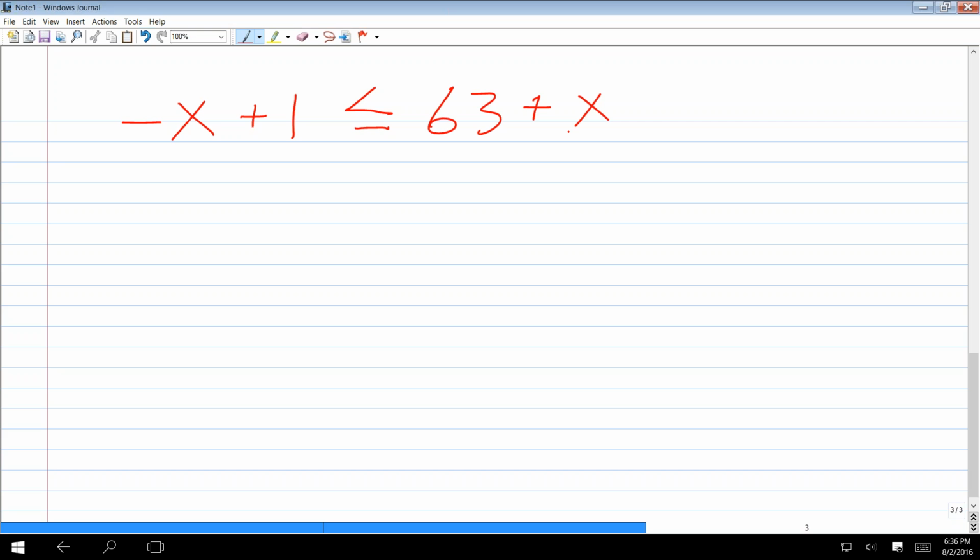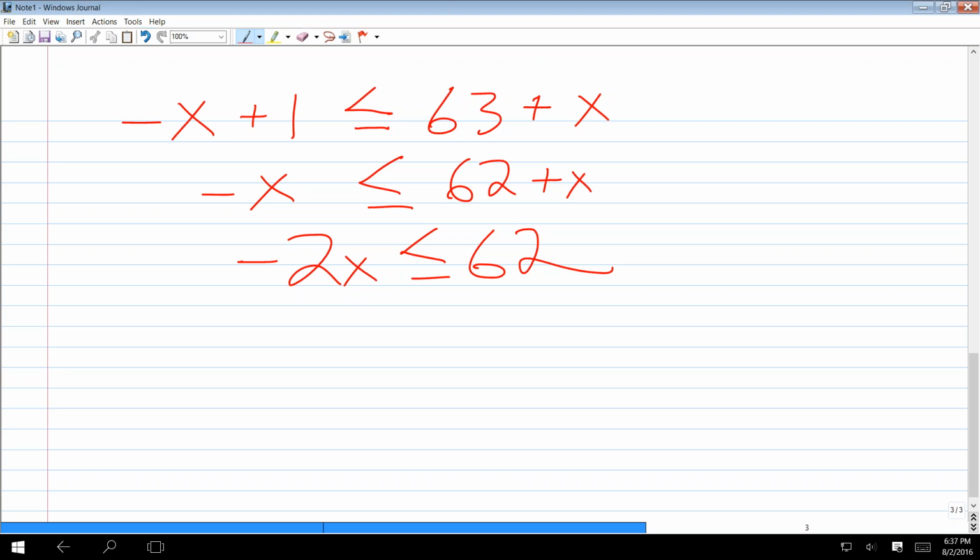What's the first thing I can do here? Subtract 1. Okay, so that's going to make that a 62 plus x. Next line. Negative 2x. Good. Less than or equal to 62. Good. Next line. X greater than or equal to 31. Negative 31. Good.